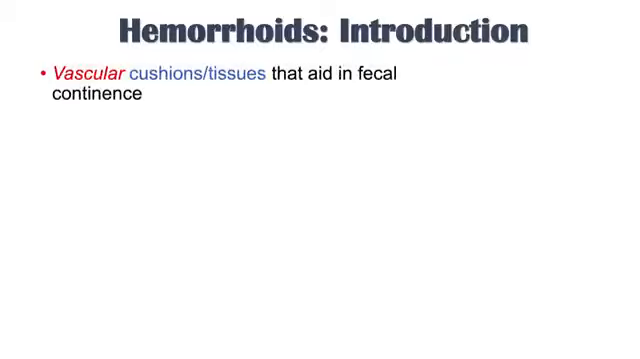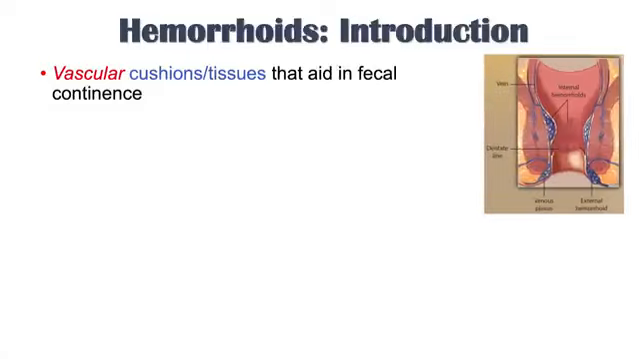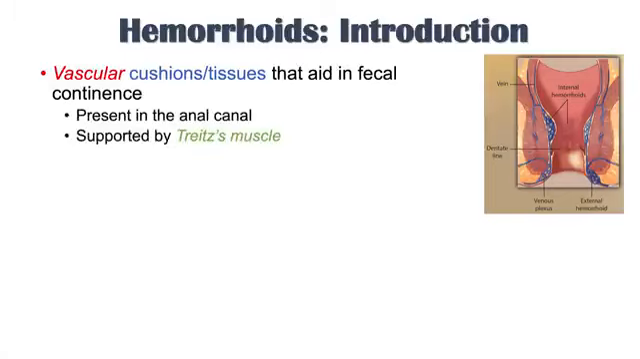Hemorrhoids are vascular cushions or tissues that aid in fecal continence. So here is a diagram of both internal and external hemorrhoids. Now, everyone has these vascular cushions or tissues, but the problem arises when they become problematic. If they become enlarged or irritated, people can experience what we call hemorrhoidal disease. So hemorrhoids are present in the anal canal, and they are supported by a muscle known as the triceps muscle.